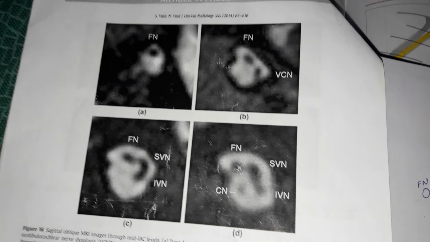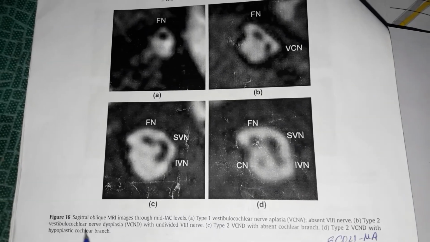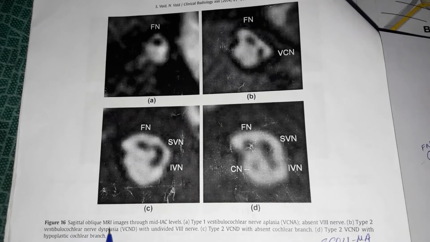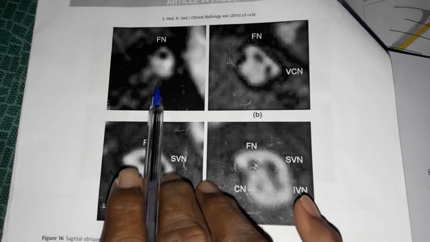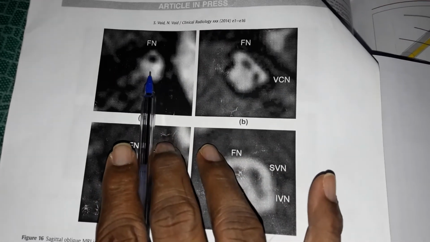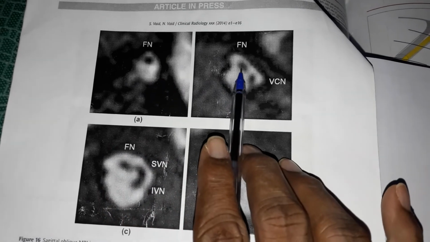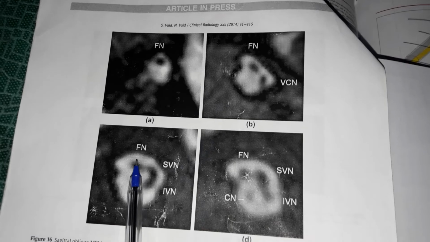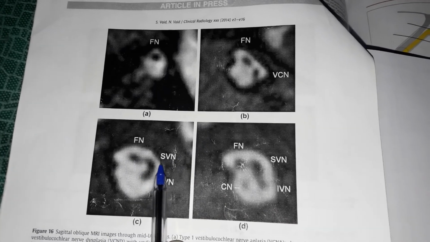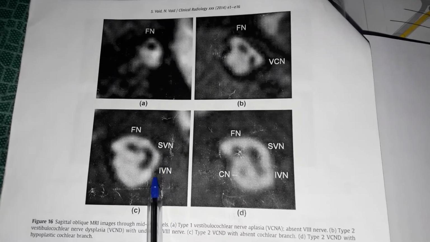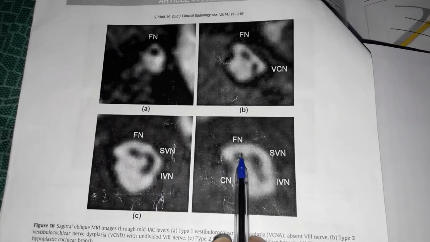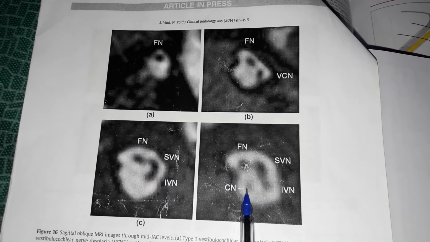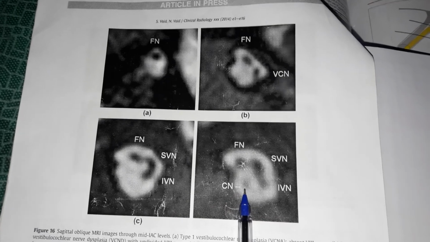Now let us correlate the real picture. See, this is a sagittal oblique MRI. So in this one only the facial nerve is seen. Here the facial nerve and vestibulocochlear nerve are seen. Here the facial nerve and vestibulocochlear nerve are divided into superior vestibular nerve and inferior vestibular nerve. And here the facial nerve, superior vestibular nerve, inferior vestibular nerve and hypoplastic cochlear nerve.